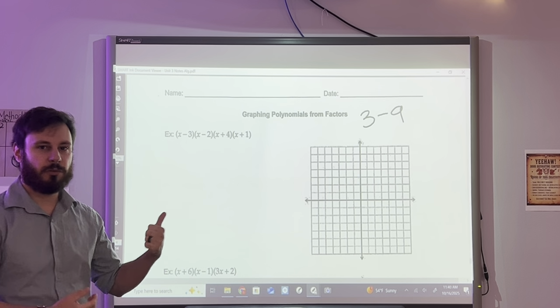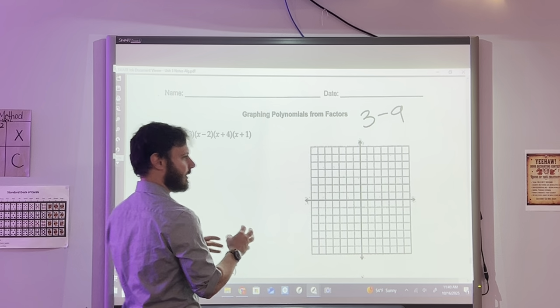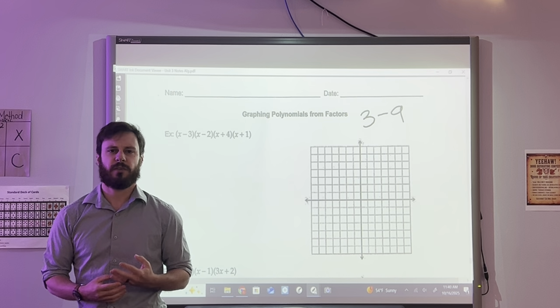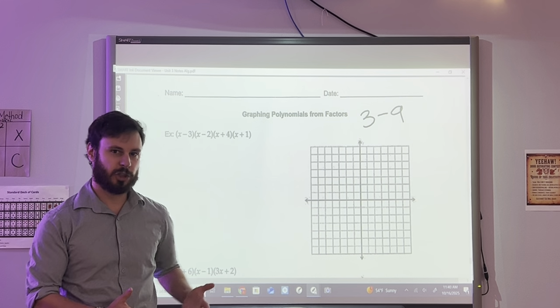We're graphing polynomials from factors. This is not an exact science. I'm not saying you need to have the most perfect graph in the world. We're talking about general shape here.